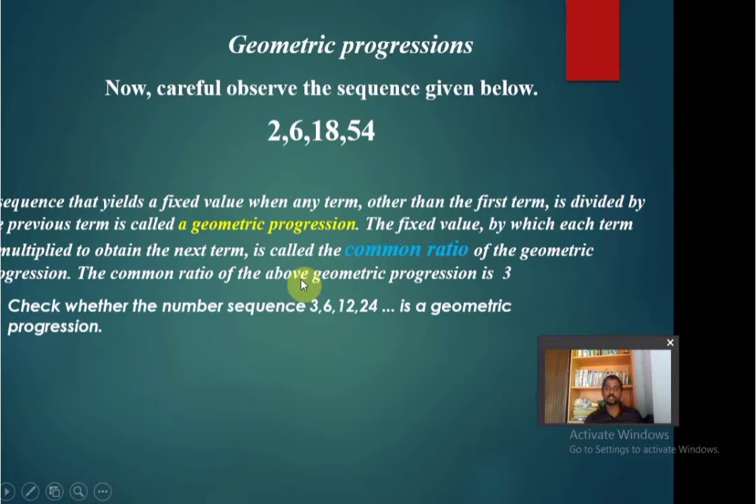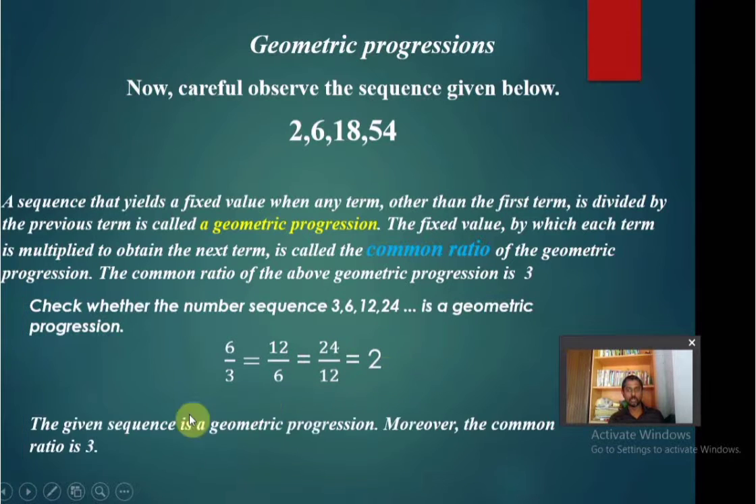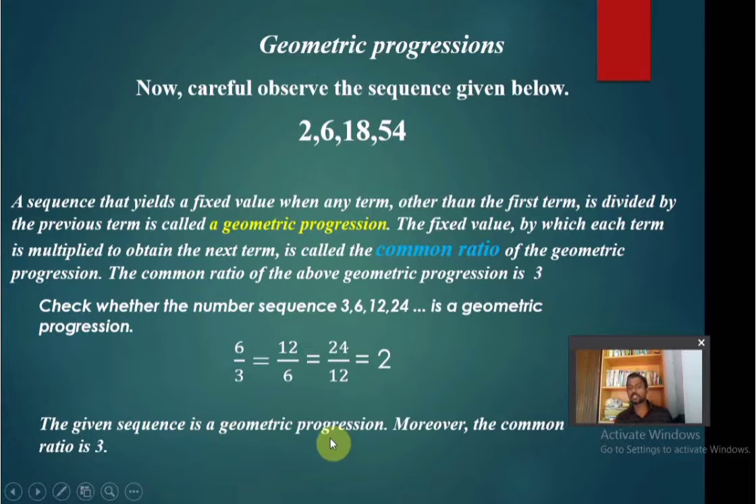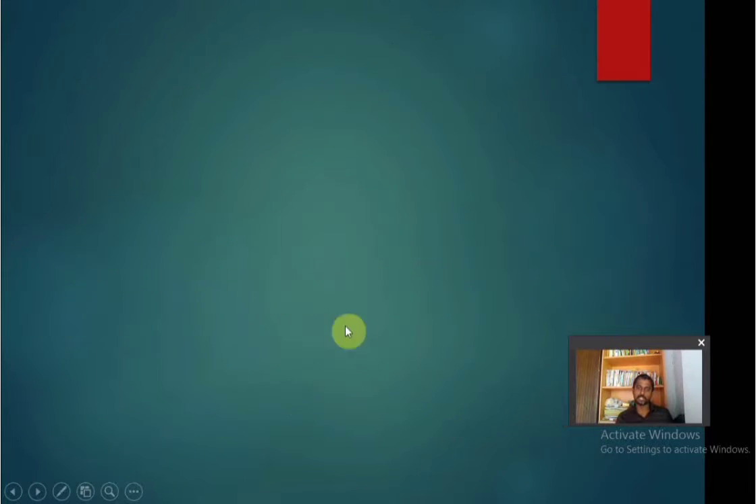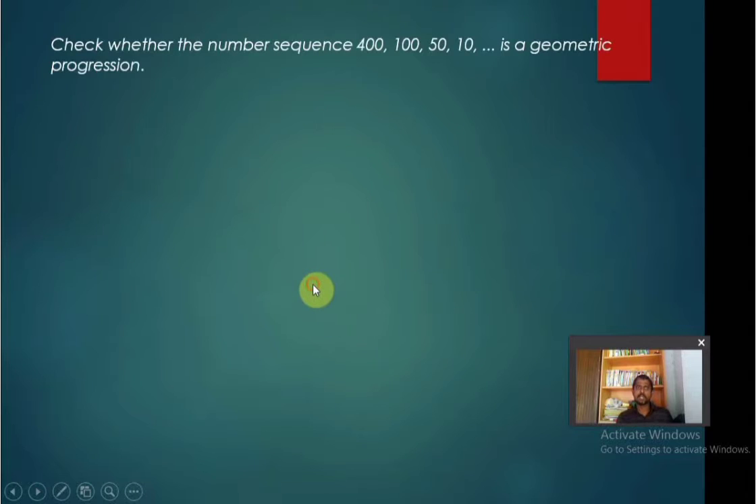Let's check this sequence: 3, 6, 12 and 24. Is it a geometric progression? 6 divided by 3 is 2, 12 divided by 6 is 2, and 24 divided by 12 is equal to 2. So the given sequence is a geometric progression, and the common ratio is equal to 2 here.